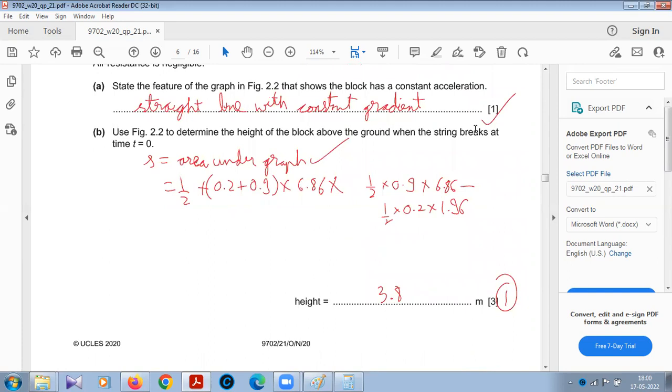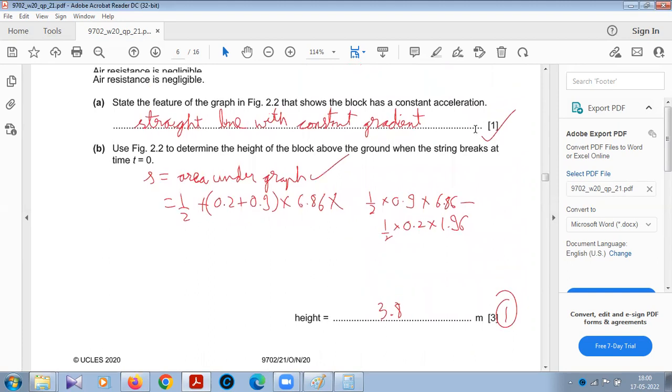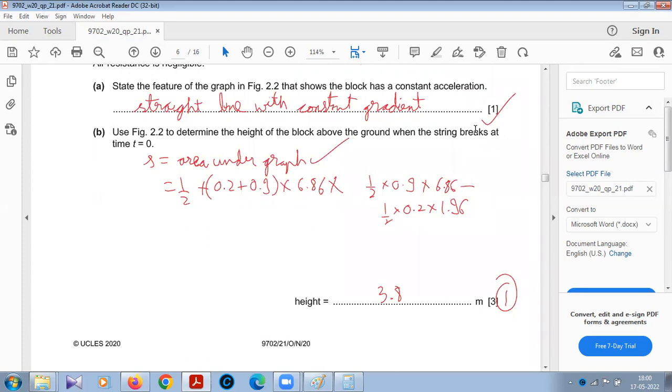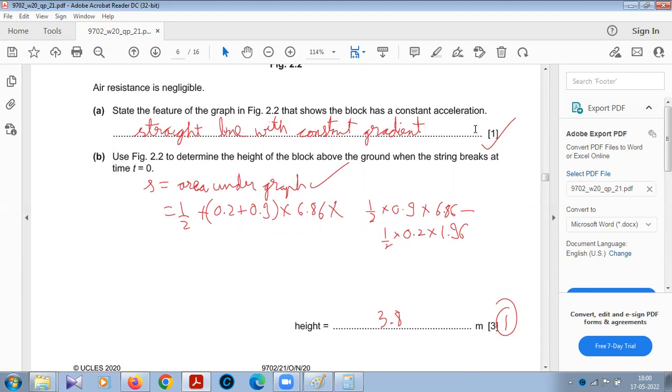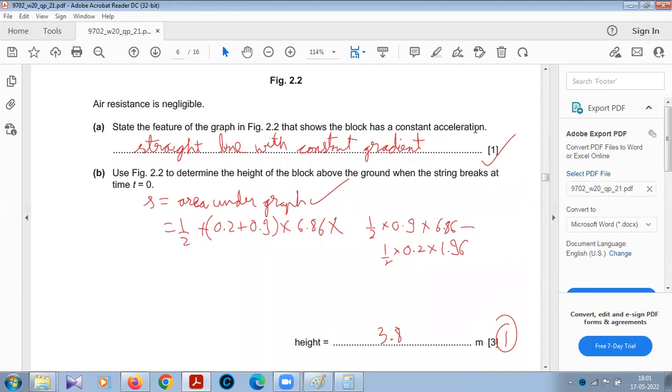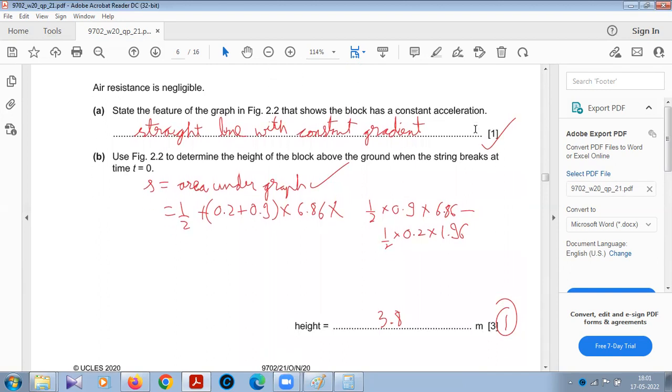You have yourself done it and you are asking me. No, yes. So my question: I understood that I have to use this one, half times 0.9 times 6.86 minus half times 0.2 times 1.96. But if you look at the graph, the ball is going upwards and then going down. So if you try to calculate this, you will be finding the maximum height by this equation that I have written on the right hand side. Can you try solving the question on your own? Are you getting the same thing?